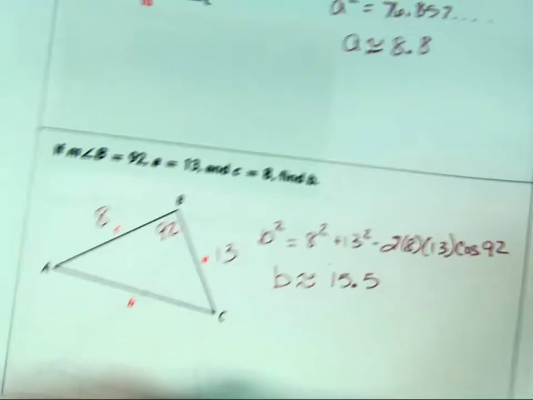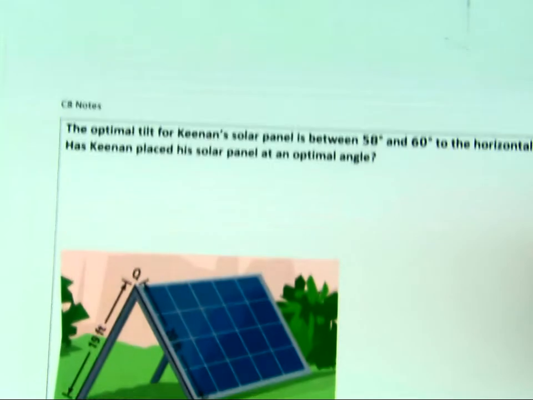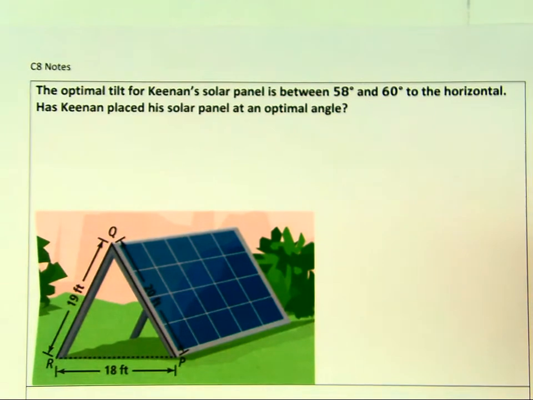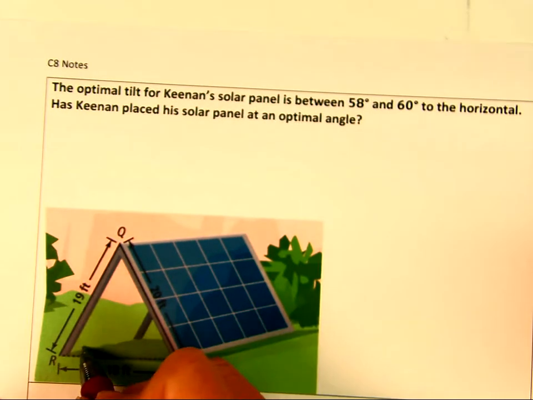All right, let's try another one. The optimal tilt for Cosines' solar panel is between 58 and 60 degrees to the horizontal, and Cosines has placed his solar panels, and I'm supposed to find out if he's placed them in that optimal range. So that means we need to find this little angle right here.